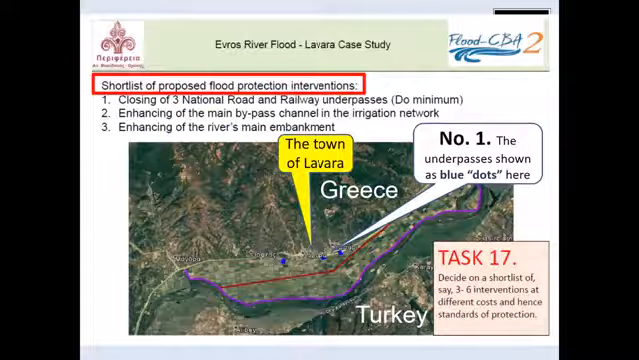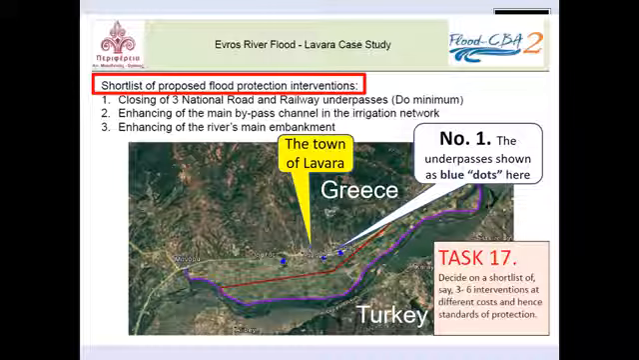So here is a map of the site with the town of Lavara shown yellow, and the first intervention that is being proposed is to close up the underpasses in that roadway and thereby stop the flood water coming from the floodplain into the town. Those underpasses were provided so that farmers could actually get to the fields in the floodplain, which you can see here.